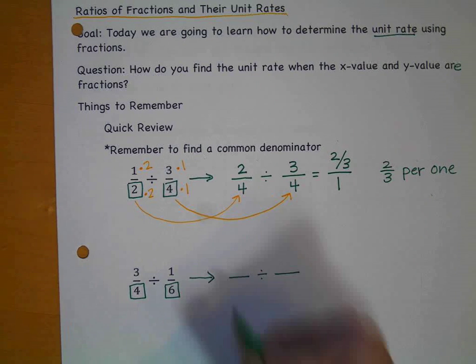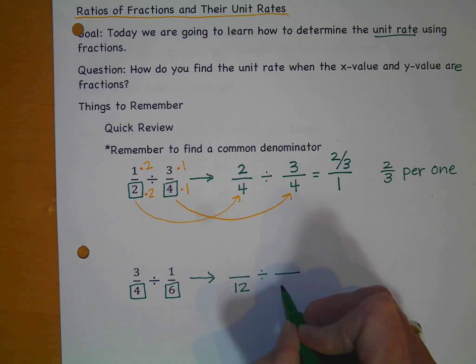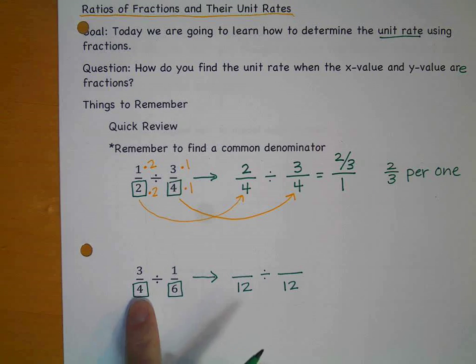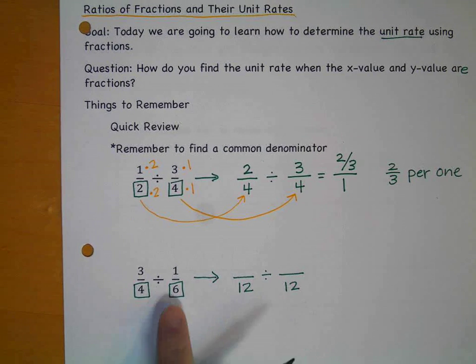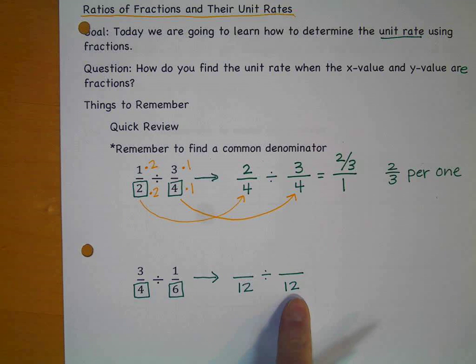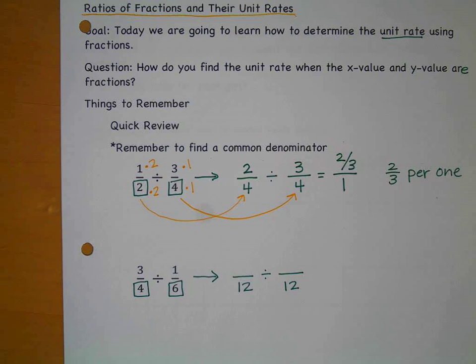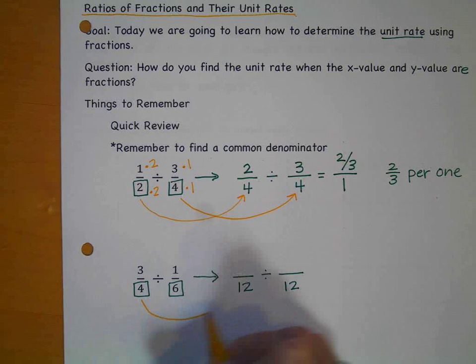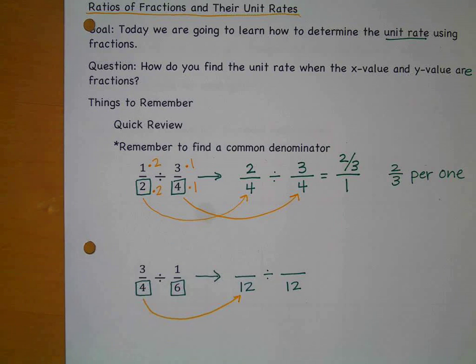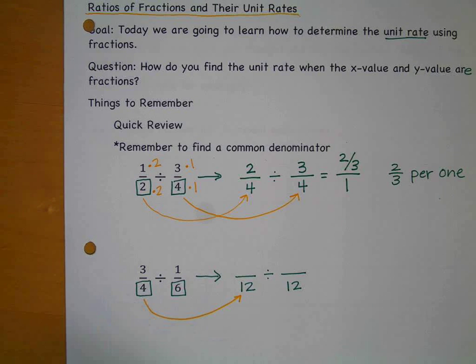And the one that comes to my mind that is smaller is, I'm going to say 12. Because I know that 4 goes into 12 evenly, and I know that 6 goes into 12 evenly. And so I know that 12 is a common denominator for those two. So again, I ask my question, how do I go from 4 to 12?